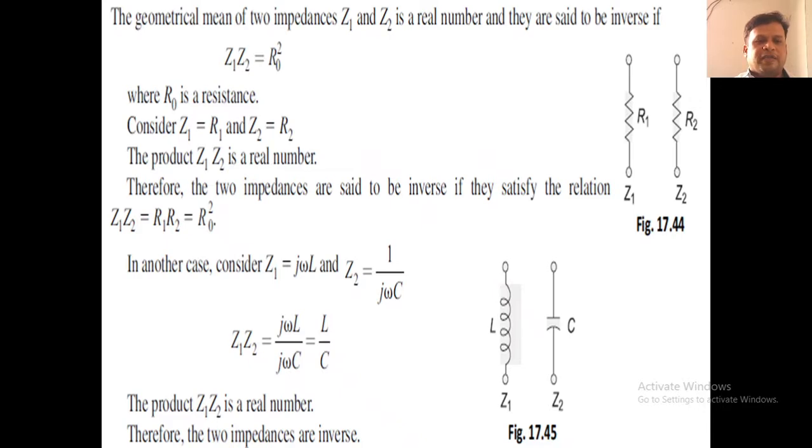Now in another case, consider Z1 is equal to j omega L and Z2 is equal to 1 by j omega C. If you treat an inductance and a capacitance as Z1 and Z2, then Z1 Z2 is equal to j omega L by j omega C, that is equal to L by C. The product of Z1 Z2 is also a real number, so therefore the two impedances are inverse by this.